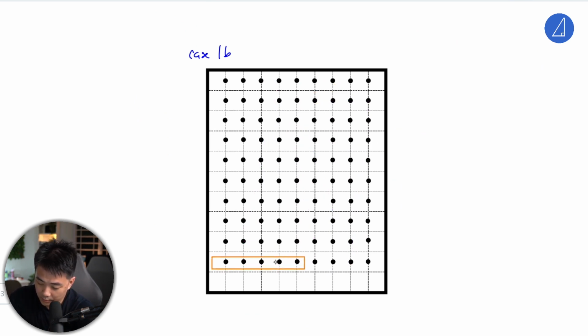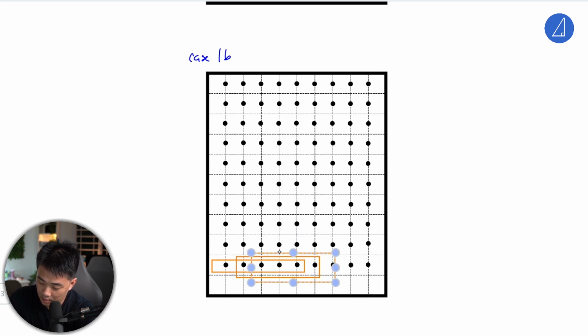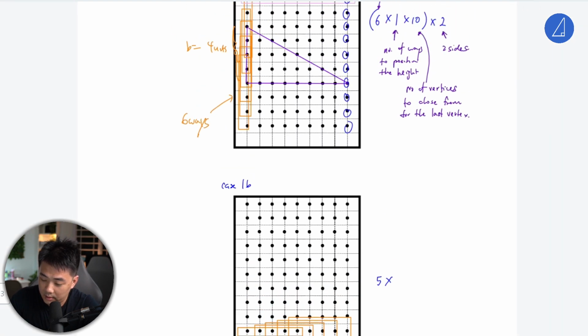So 1, 2, 3, 4. This is one way to position the base. So 2, 3, 4, and 5 ways. Right. So there are 5 ways to position the base. So it's 5.